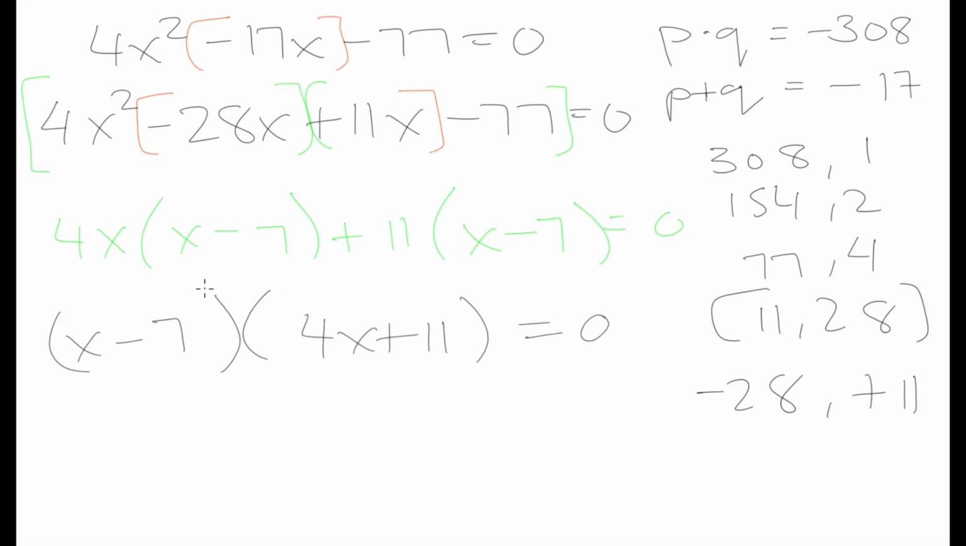So we can also validate that we factored this correctly by expanding this out. And you'll find that when you expand this out, you're going to get exactly what we have here. And now to solve for our x's, we know that either x minus 7 has to be equal to 0. So in this case, x would be equal to 7. Or 4x plus 11 is equal to 0. And in this case, x would be equal to negative 11 over 4.